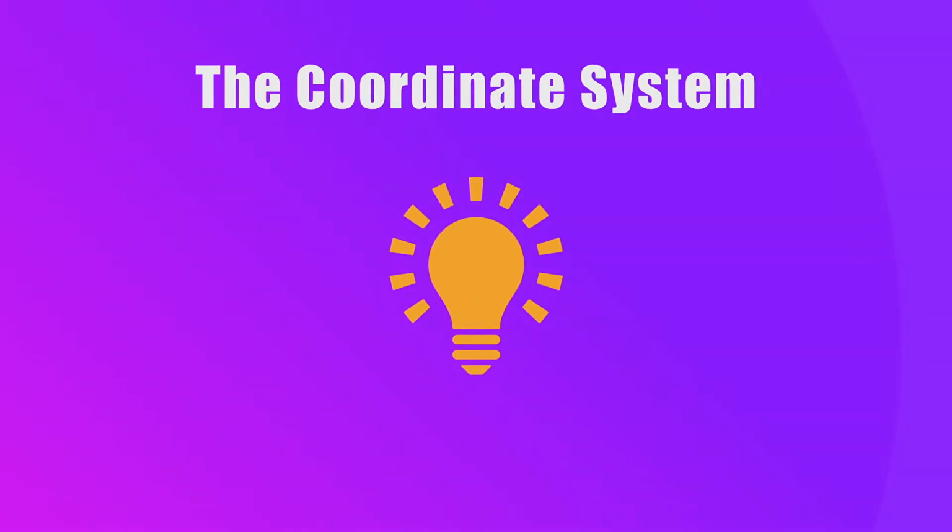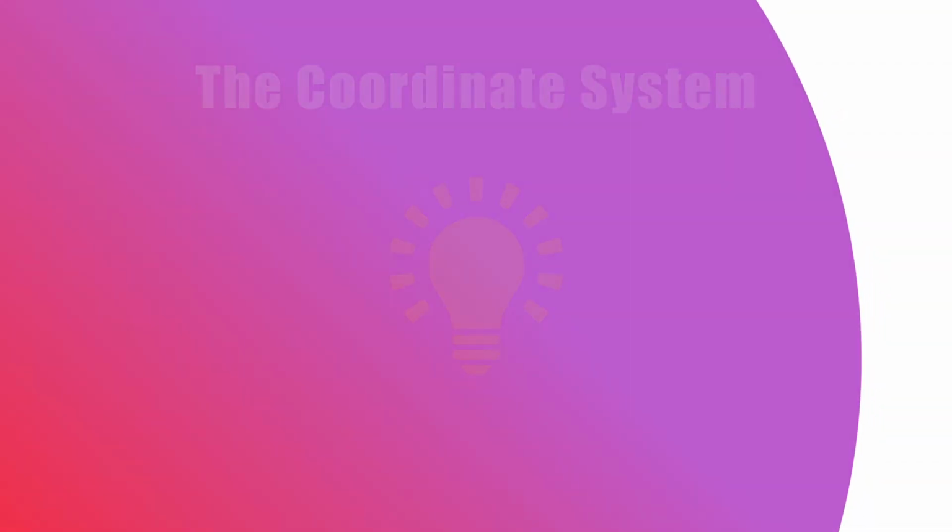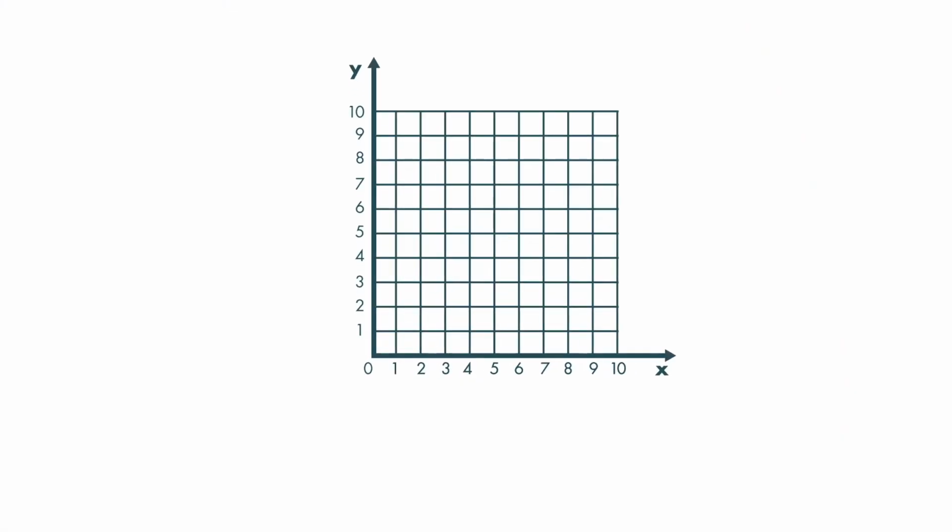Hello! In this video, we will learn how to use the coordinate system. This is called a coordinate plane. There is a horizontal number line called the x-axis and a vertical number line called the y-axis.